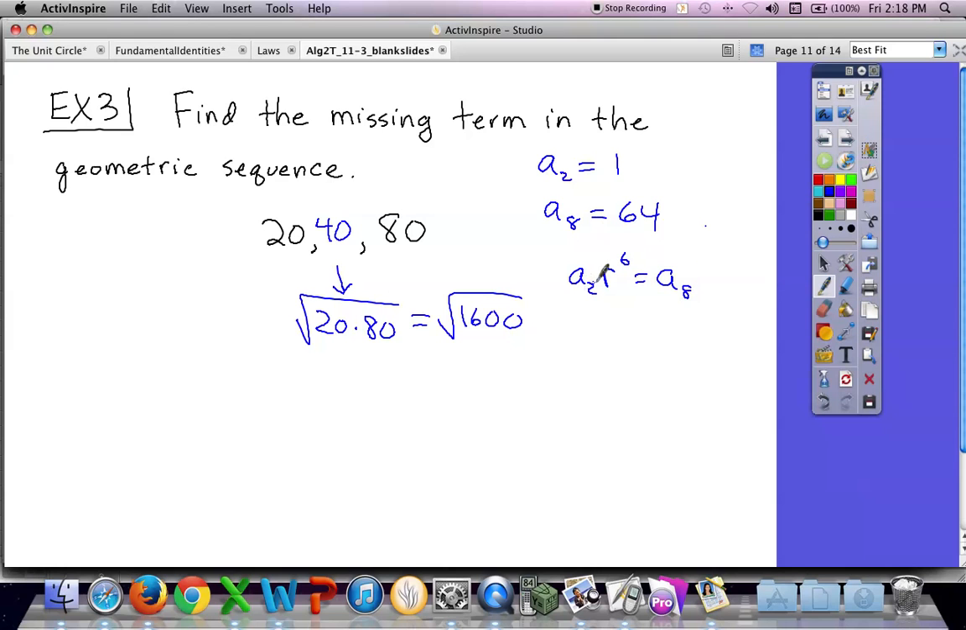And since you know the A2 and you know the A8, you solve for that, right? You plug them in, A2 is 1. R to the 6th equals 64, and then you take the 6th root, and that's 2. So that way you could fill in as many spaces as you need, because you got the R. But that's not what we're doing. We're doing this.